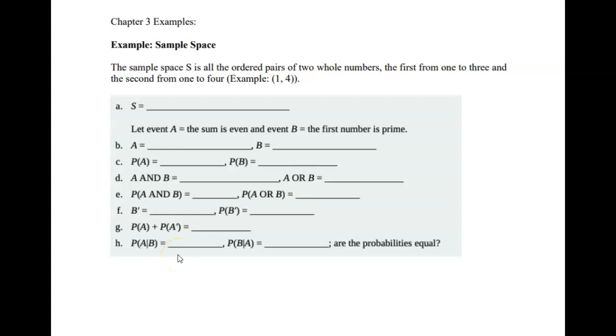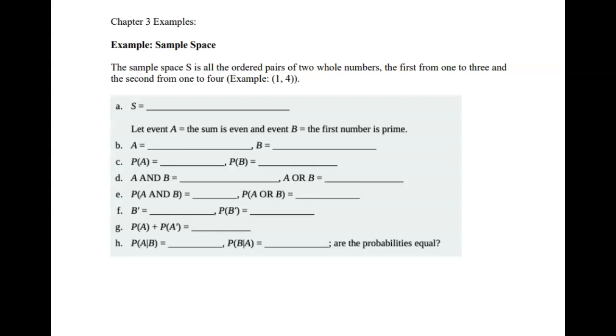So this example has to do with sample space. The sample space S is all the ordered pairs of two whole numbers, the first from 1 to 3 and the second from 1 to 4. For example, (1, 4) is one of the members of the sample space. We're asked to find the whole of the sample space.